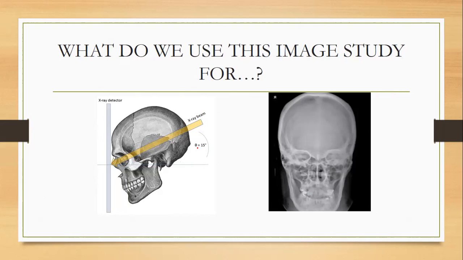However, here we have a main angle of 15 degrees, right? Here we have the X-ray detector. And since the X-ray beam is related to a 15-degree angle, we would have a different projection. This is actually a projection called Caldwell projection, okay? We can see the sinus here.